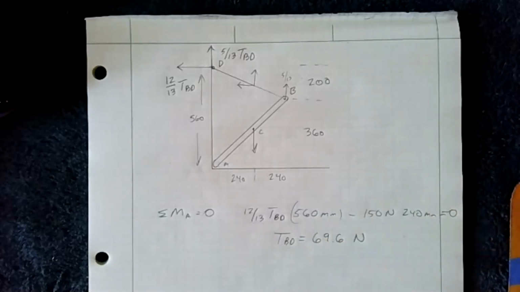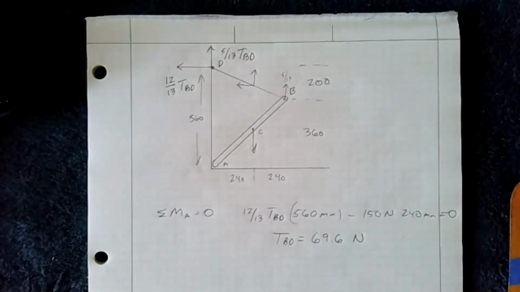When I did it with the force triangle, I got 69.7. That might have been a rounding error. But again, I'm not going to quibble over a tenth, close enough for government work. So proper number 3 sig figs, so we're good.